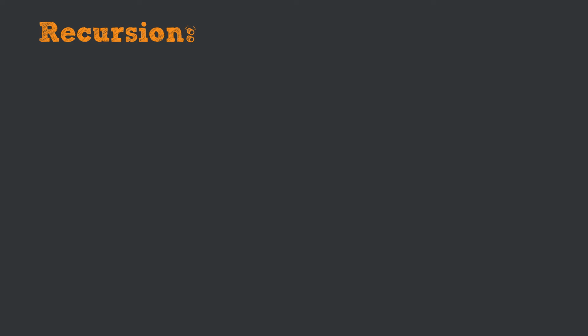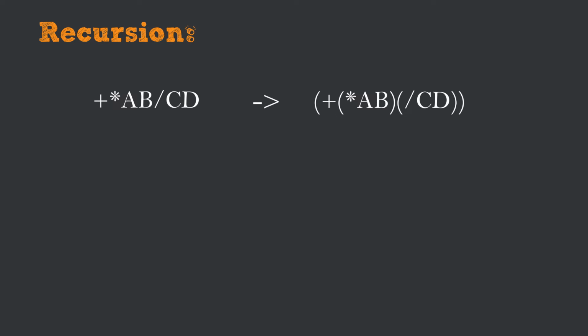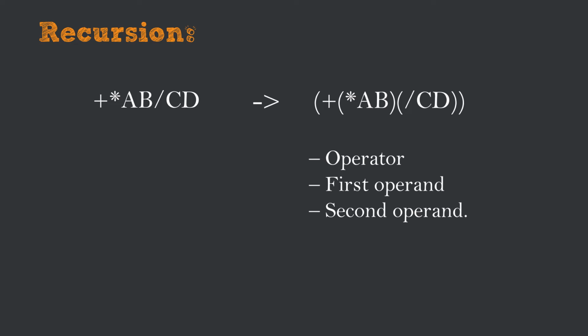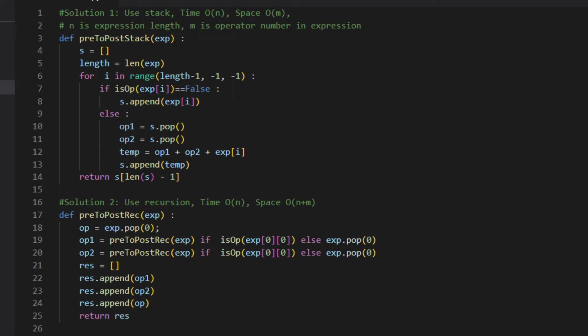For this question, let's put parentheses for all operators. We see that each expression consists of the following parts: operator, first operand, second operand. Each operand could be a nested expression or a simple value. Now let's look at the code.